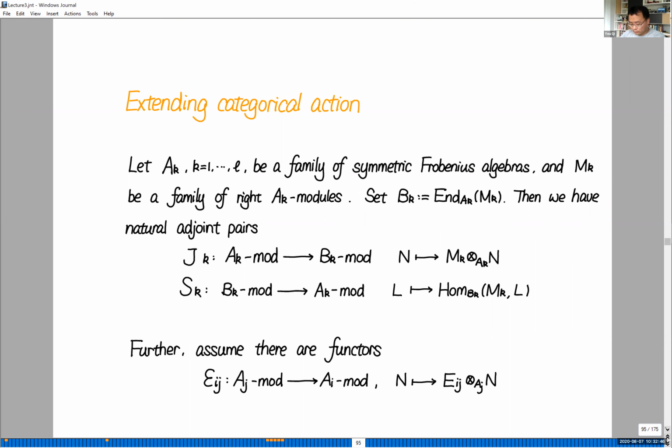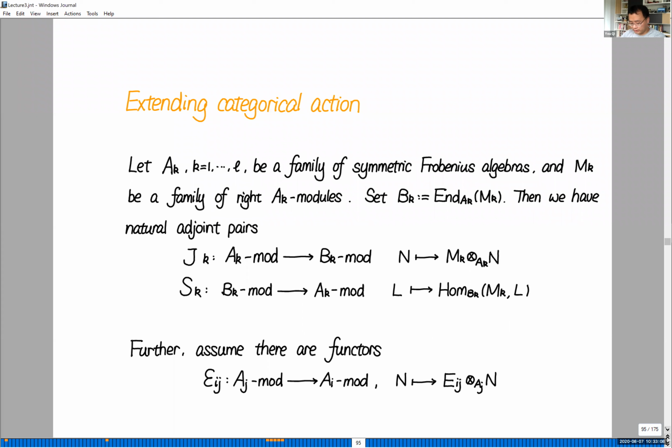And assume furthermore we have functors acting on this A_K module category, as we have seen in the cohomology rings of Grassmannians. So these E_ij play the roles of the cohomology of two-step flag varieties, regarded as a bimodule over H_K and H_{K-1} or H_{K+1}.